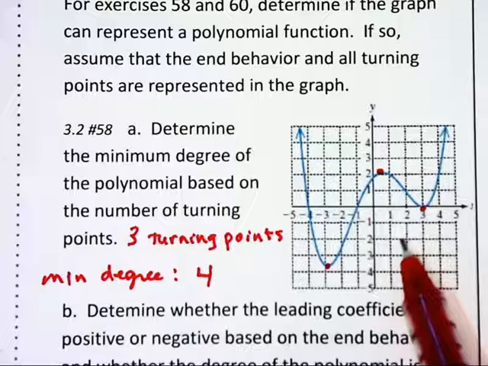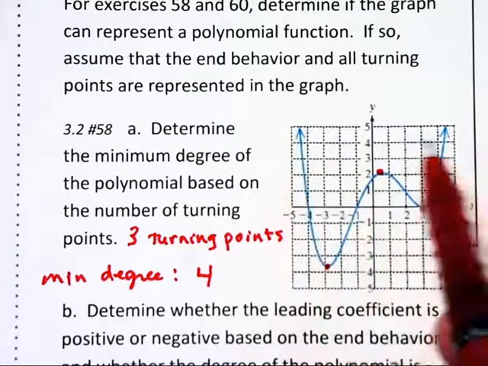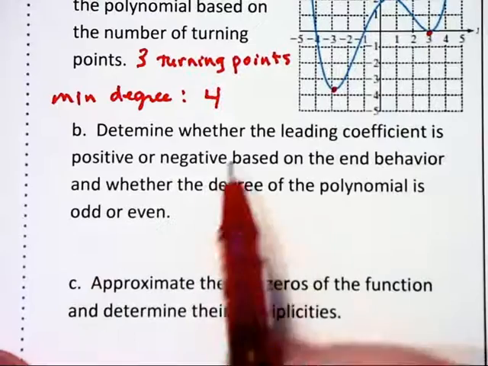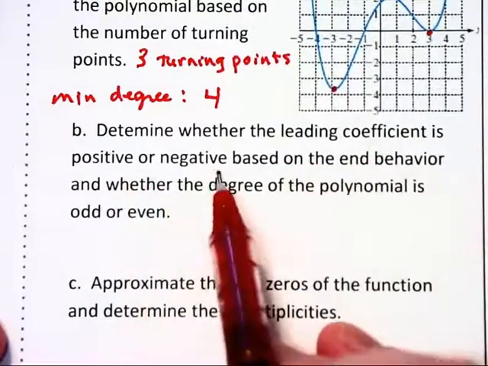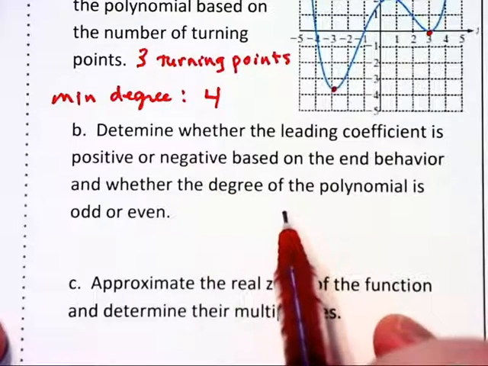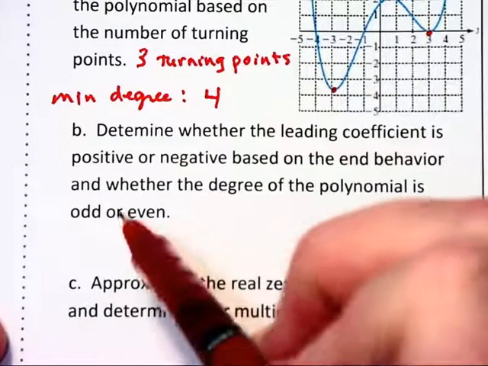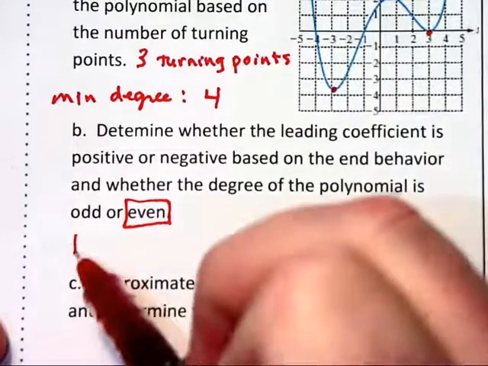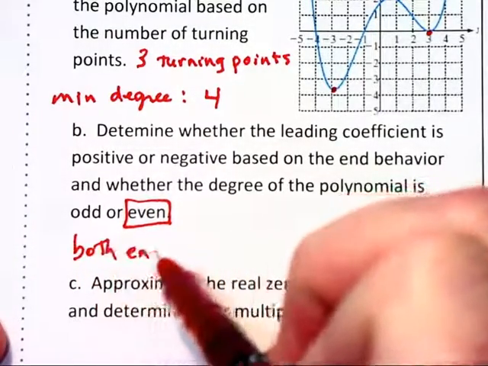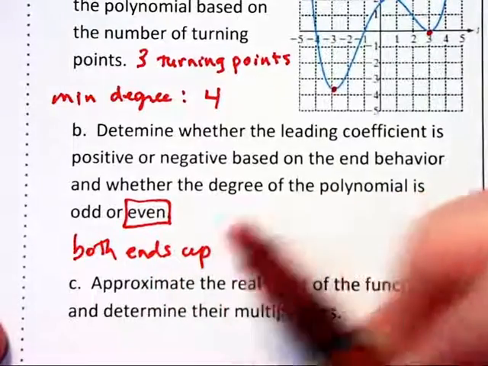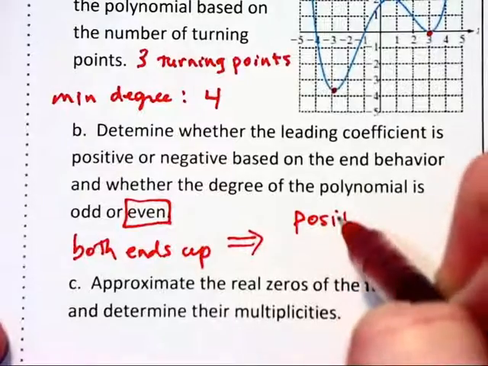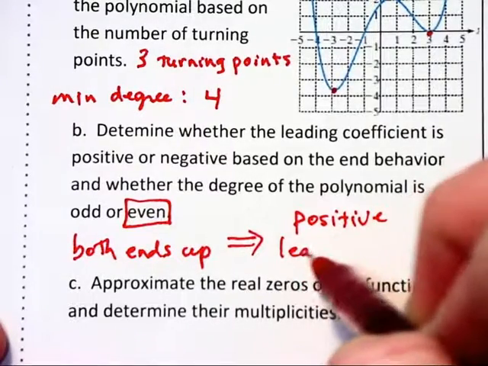No. It could be a 6th degree or 8th degree, but we do know it's going to be even because both ends point in the same direction. Determine whether the leading coefficient is positive or negative based on the end behavior. Well, we know that it is an even function because both ends point in the same direction, and since both ends point up, that tells us we are going to have a positive leading coefficient.